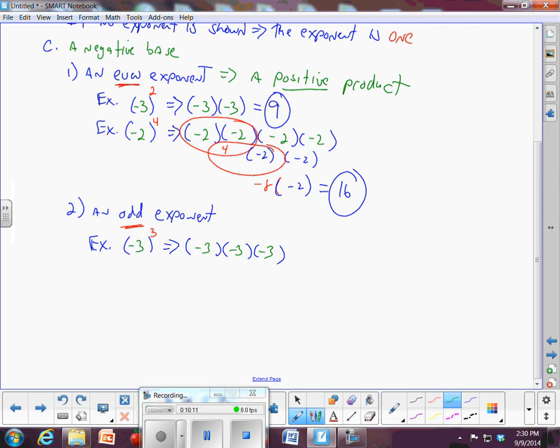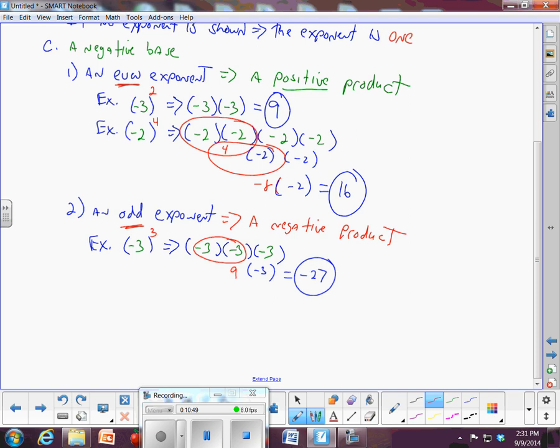Look what happens in this situation. Negative times a negative is a positive. 3 times 3 is 9. We have a positive 9. Now we still have times this negative 3. Now we end up with a positive times a negative, and that's a negative, and the answer is negative 27. What do you think is going to happen if I did the 5th power, or the 7th power, or the 9th power? In that case, the product is going to be negative. So an odd exponent implies a negative product.